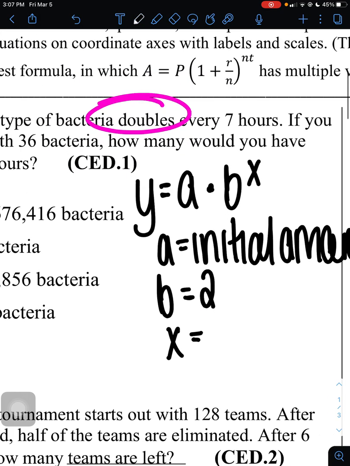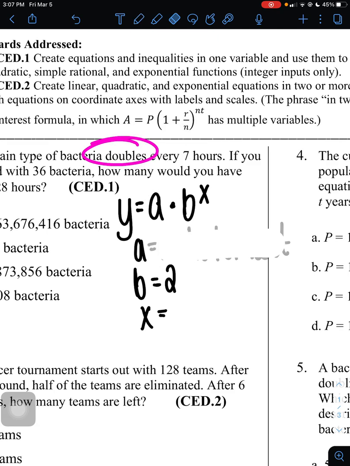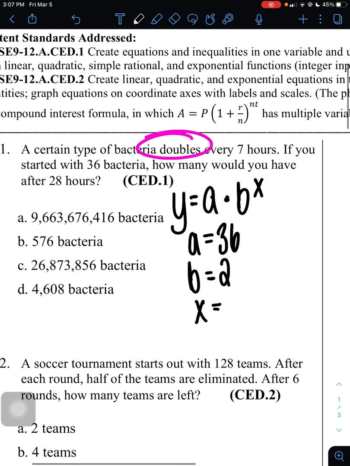Now our x, that's what we're going to spend a little bit more time on, and hopefully you guys saw that our a was 36. But our x is what we're going to spend some time on. It says that the bacteria doubles every 7 hours, but we have 28 hours. So what operation do you think will allow us to see how many times our bacteria is going to get a chance to double in those 28 hours? Should we use multiplication, division, subtraction, addition? Hopefully you guys are saying division.